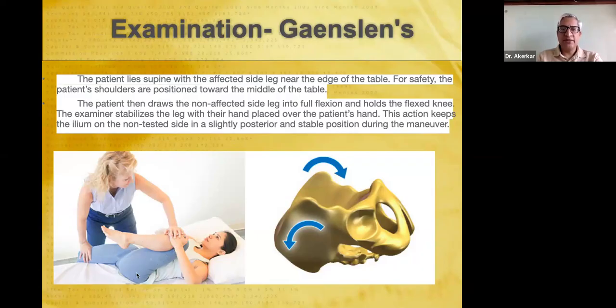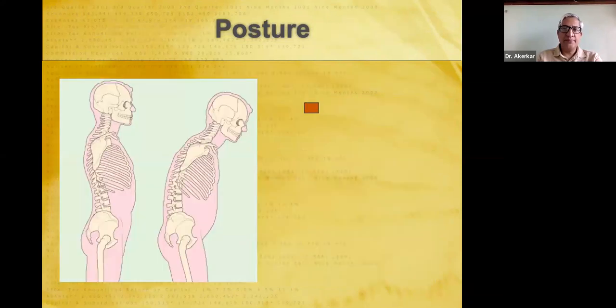So this is the non-affected side. The examiner stabilizes the leg with the hand placed on the patient's hand here. You are stabilizing the other leg, and this is then pushed downwards. This is something that can again elicit pain in the sacroiliac joint here.